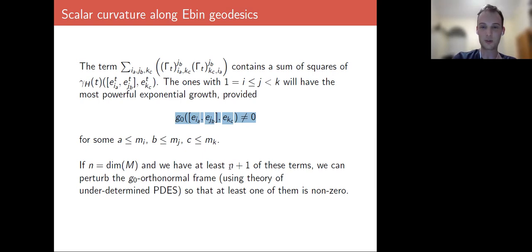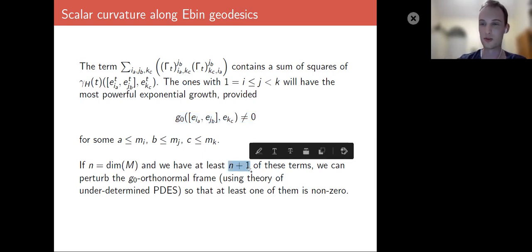If you have at least n+1 of these good terms, whose non-zeroness would imply the convergence we want, and you're in dimension n, then you can use the theory of underdetermined partial differential equations to show that you can generically perturb to get what you want. So the real key question here, and this is quite related to the issue of multiplicities: can you insist that there are at least n+1 of these terms?